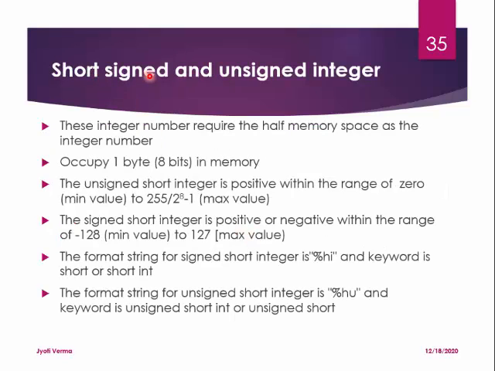Now short integer, short signed integer and unsigned integer. Here the difference is half of the space will be occupied, that is only 1 byte will be occupied, so the range will become less. The range is from 0 to 255, and for signed integer the range is -128 to 127. To specify the format string, it is %hi and the keyword is short or short int. The format string for unsigned integer is %hu and the keyword is short int, unsigned short int or just write unsigned short.